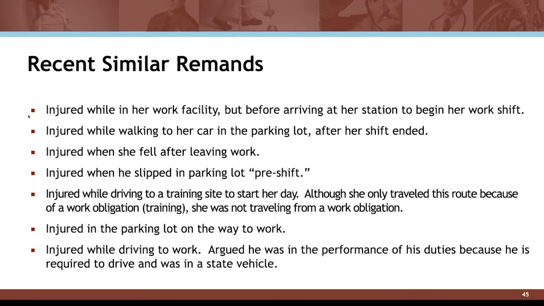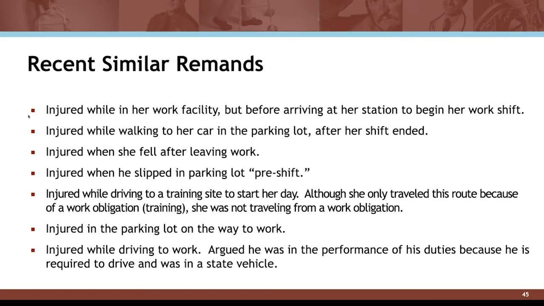The fifth bullet point, okay, the member was injured while she was driving to a training site to start her day. This training site was off-site from her normal place of work. She argued that, hey, I was only traveling that route because I had to go to a work obligation. She's correct in saying that, but the fact that she was leaving her home to go to that obligation is what doomed her. Again, when you're at your home, you're at a non-work obligation. Okay, the next bullet point was another one. A person was injured in the parking lot on their way to work. Okay, we had to remand it.